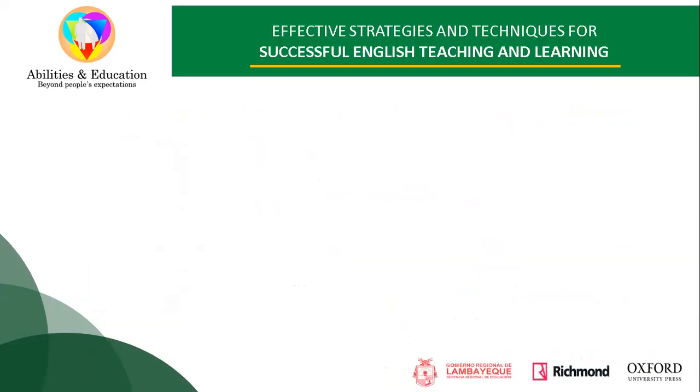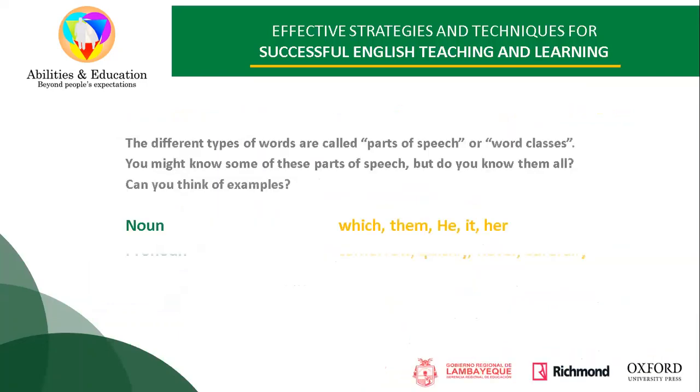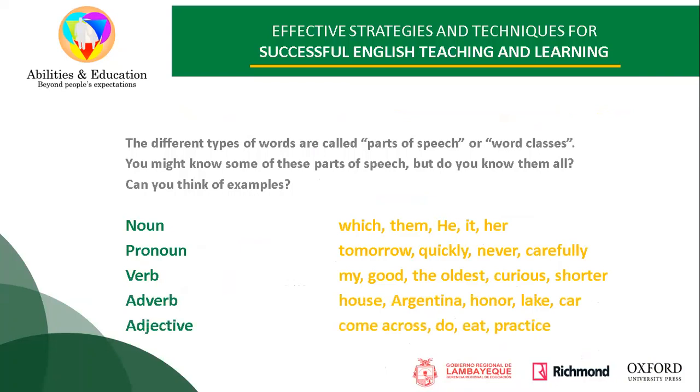Here they are, and we are going to practice again by recognizing them. We have them here in front of us right now. I want you to help me match the different types of words, the different parts of speech. Here are the first 5. In which line do we have the nouns? House, Argentina, honor, lake, and car. Thank you, Zoila. Yes. Nouns: house, Argentina, honor, lake, and car.